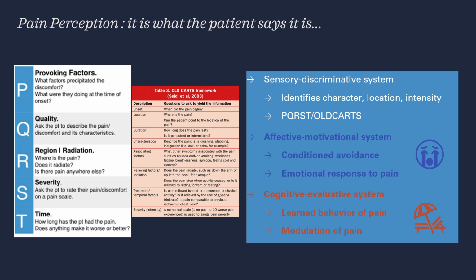We commonly use the PQRST mnemonic to assess the patient's pain. So what provokes the pain? What makes it worse or triggers it? What is the quality of the pain? This is often a difficult question for patients, so we can lead them by giving them options such as, is your pain dull, aching, sharp, or crushing? Where is the region of pain located, and does it radiate?